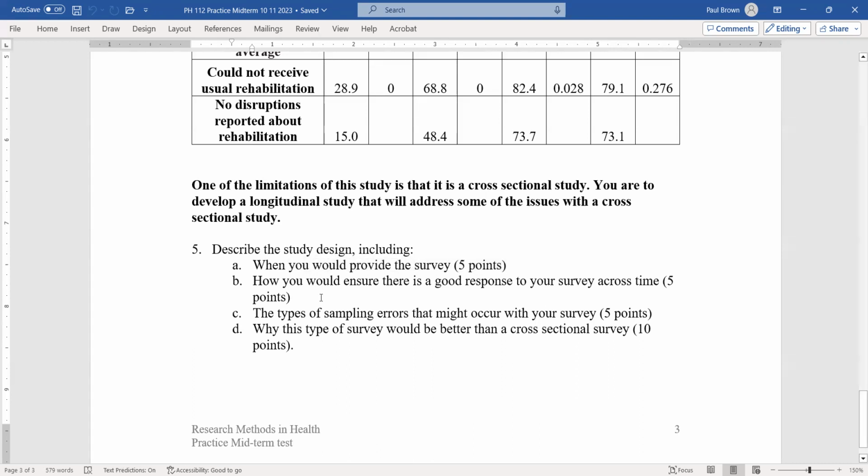how would you ensure there's a good response for your survey across time? So you can give out a survey. I mean, because the problem with longitudinal surveys is that you've got to keep going back to people over and over again. How would you ensure that there's a good response? Every single survey after that.